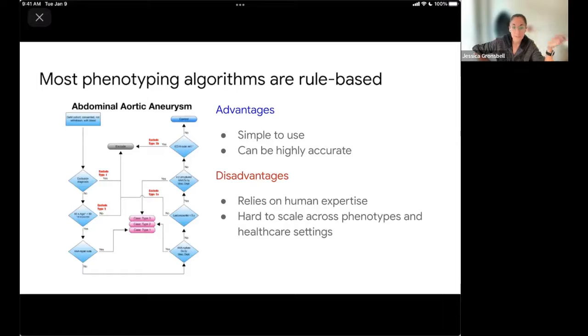So you can imagine they're pretty simple to use. They can be highly accurate. Physicians are extremely smart. They know the diseases really well, but it's really hard to scale. For every disease, we need to build one of these flow charts. It's extremely challenging. They can take years and thousands of dollars of funding to do this.